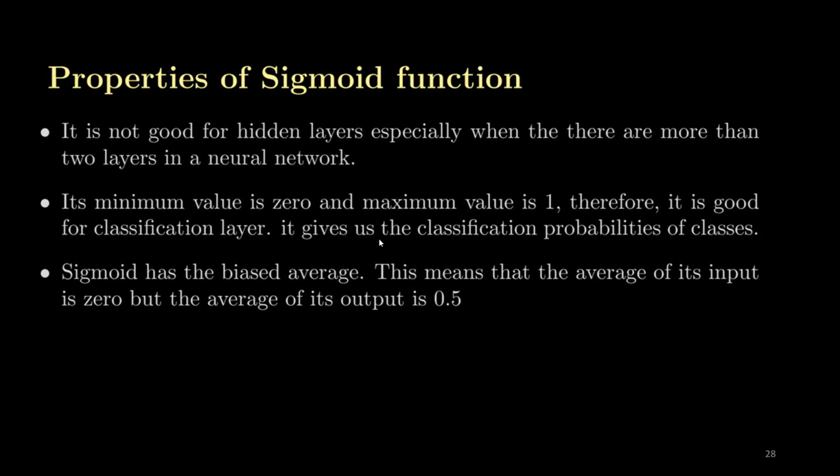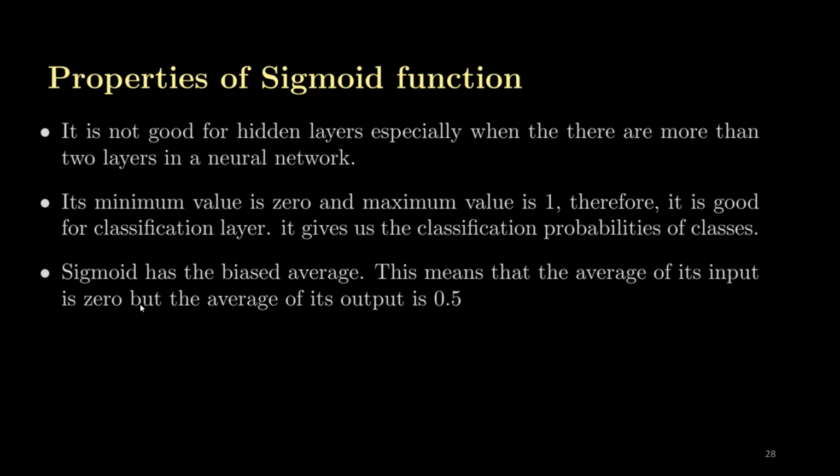Its minimum value is 0 and maximum is 1. Therefore, it is good for the classification layer. It gives us the classification probabilities of classes. The minimum and maximum value of the probability is also 0 and 1 respectively. Similarly, the minimum and the maximum value of the sigmoid function is also 0 and 1. Therefore, a sigmoid function can be used with the classification layer or the output layer of a neural network. It can give us the classification probabilities of the classes. The third property is that the sigmoid has a biased average.